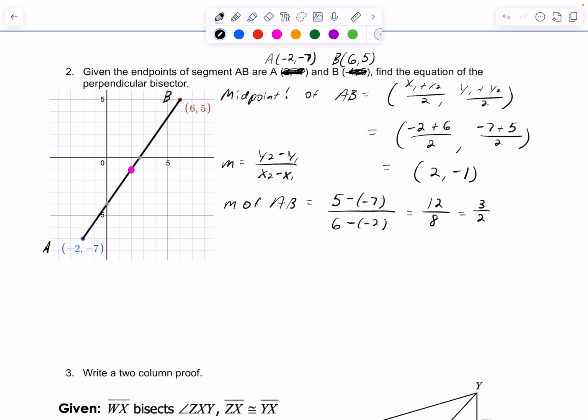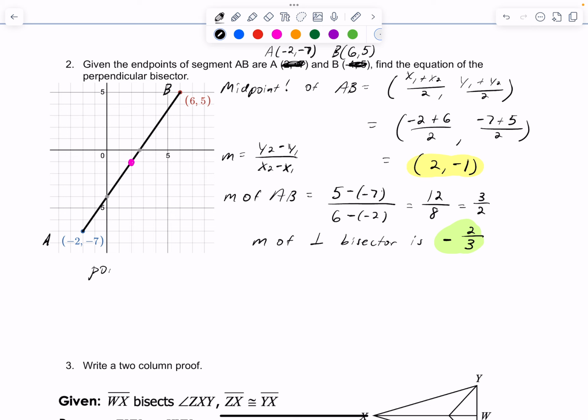The slope of the perpendicular bisector is going to be -2/3, right? Opposite reciprocal. So that's the slope that I'm using. So this is important here. And I also am going to be using this point, the midpoint. So once I have a point, I have a slope, I'm ready to use point slope form. All right, which is y minus y sub 1 equals m times x minus x sub 1.